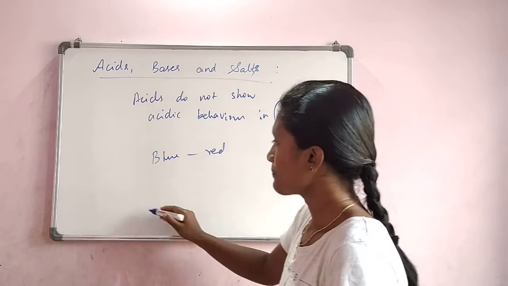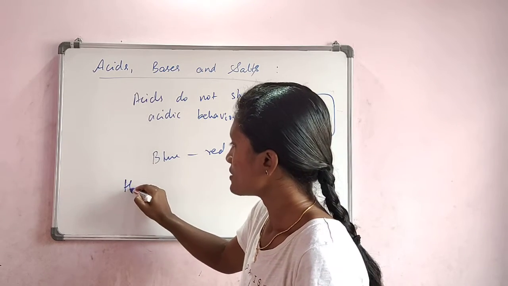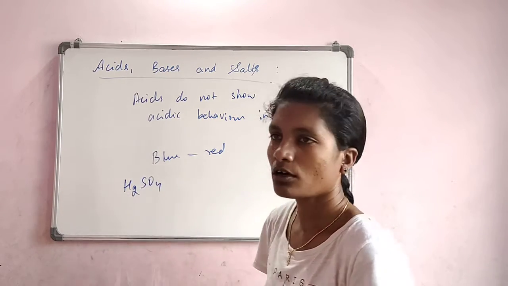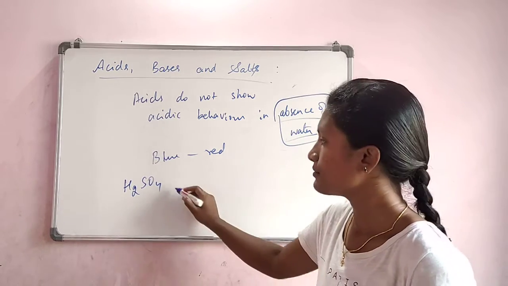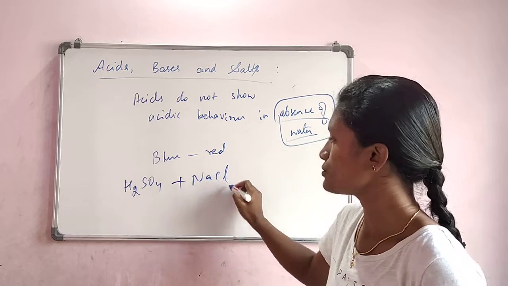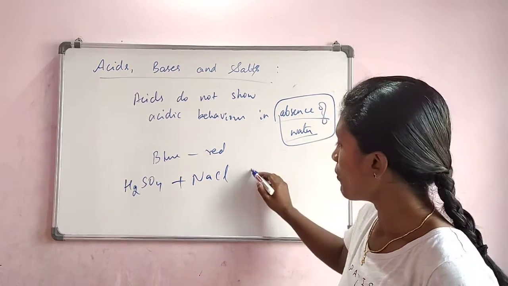Now let us take sulfuric acid. Along with sulfuric acid, you mix sodium chloride. Combine both sulfuric acid and sodium chloride in a boiling tube.